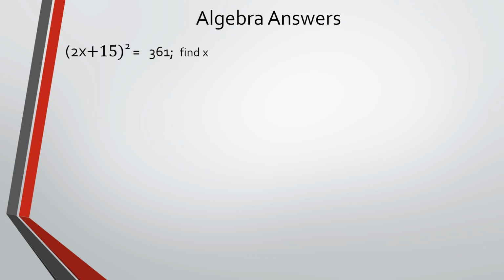So the first one was (2x + 15)^2 = 361, find x. The first thing we're going to do is take the square root of both sides. We learned that the square root is to the power of 1/2, and when a power is raised to a power, we can multiply them. So we multiply 1/2 times 2, and we get 2 over 2, which is just 1, and anything raised to the 1 is just itself. So this undoes this here, and we do the same operation on the 361. The square root of 361, surprisingly, is 19.